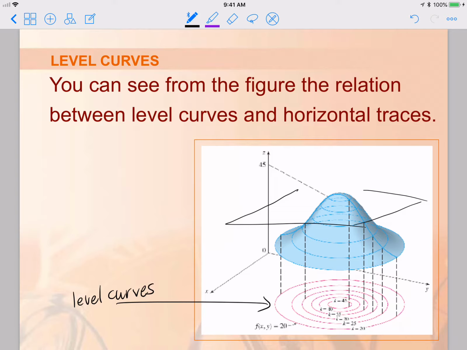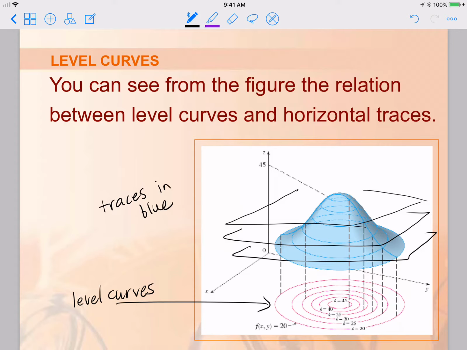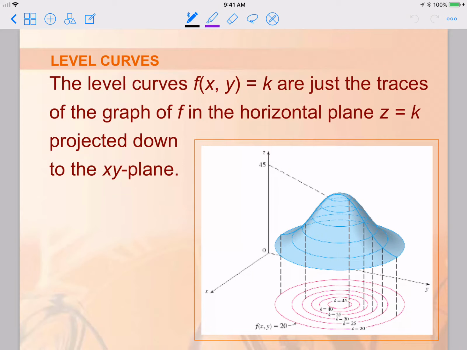The traces are all of these intersections here, right? So the traces are in blue, and the level curves are in pink, okay? So the level curves are just the traces in the horizontal plane projected down to the xy plane.